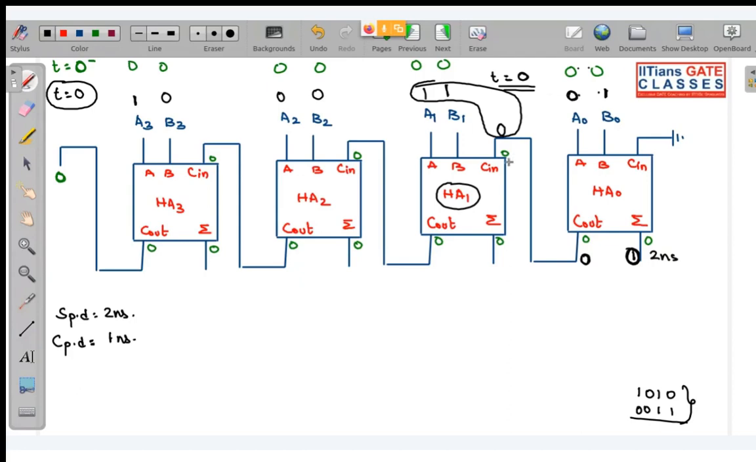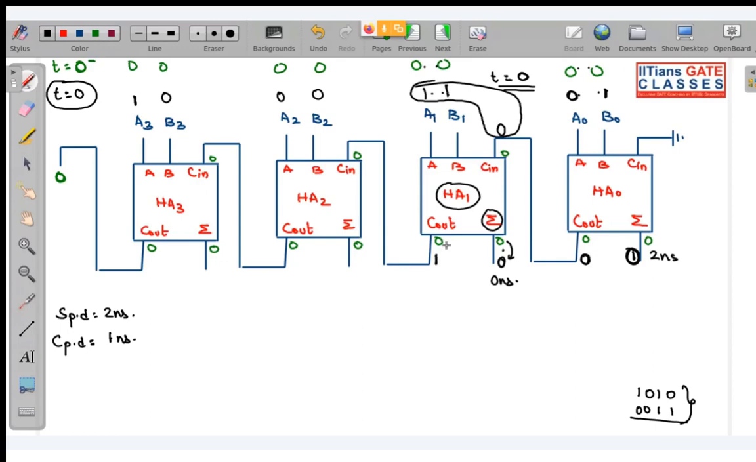So now look, when you have added 0 plus 0, sum was 0 at t equal to 0 minus. When you add 1 plus 1, then also sum will be 0. So when there is no transition in output, one of the outputs of this half adder, the sum bit, is making no transition. So this output has stabilized at 0 nanosecond. But when you add 0 plus 0, there is no carry. But when you add 1 plus 1 plus 0, there will be a carry generated.